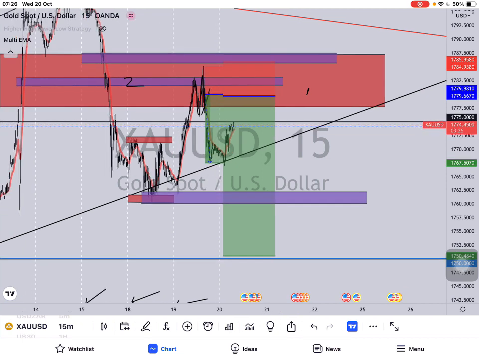If you do decide to take this trade, be very careful. Don't just jump in anywhere. Jump in when you have confirmation and a lot of confluence to the downside.